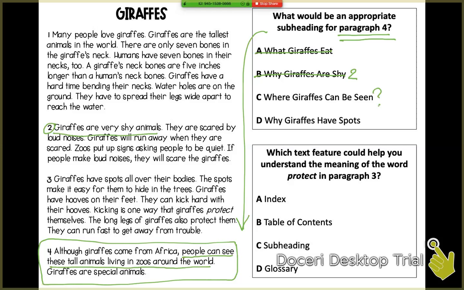Let's check D though. Remember, we can't just pick the one that we think is right. We have to read all 4 choices before we pick the one that we think is the most appropriate.